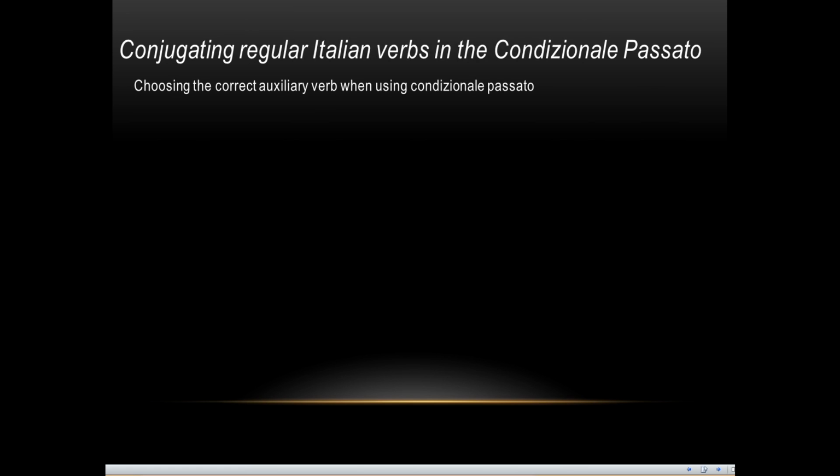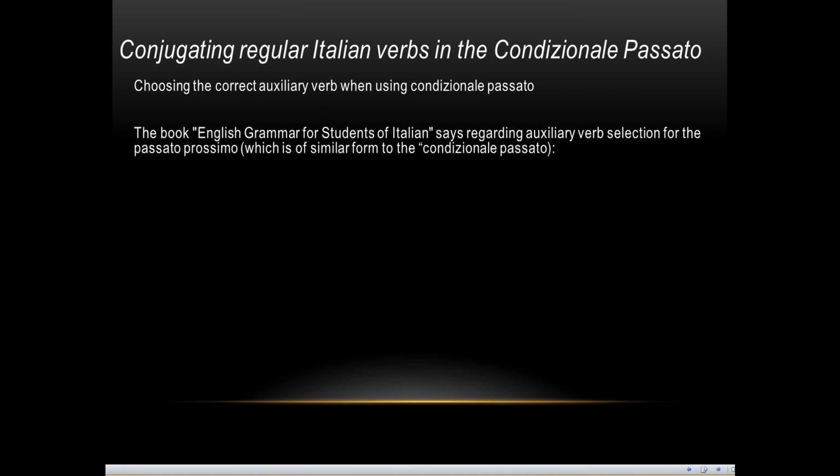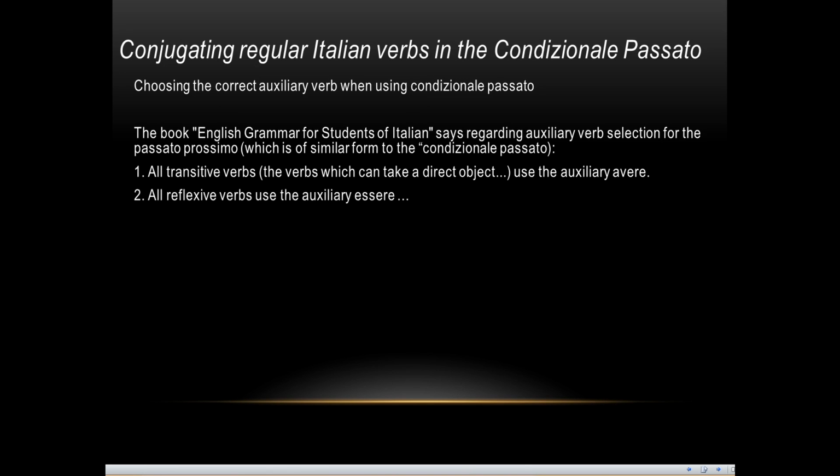Okay, now, just like with the passato prossimo, we have to make sure we choose the correct auxiliary verb when using condizionale passato. We do this the same way that we do for the passato prossimo. The book English Grammar for Students of Italian, which I would recommend, by the way, and you can find a link to it on iltavoloitaliano.com, says regarding auxiliary verb selection for the passato prossimo, which is obviously similar to the form of the condizionale passato, that all transitive verbs, verbs which can take a direct object, use the auxiliary avere. All reflexive verbs use the auxiliary essere.